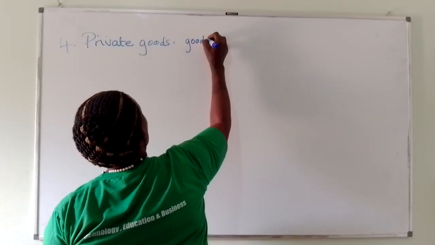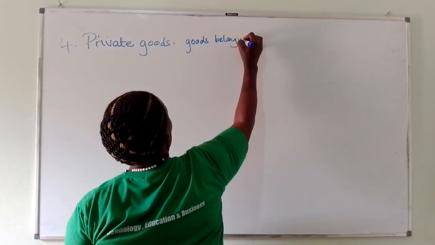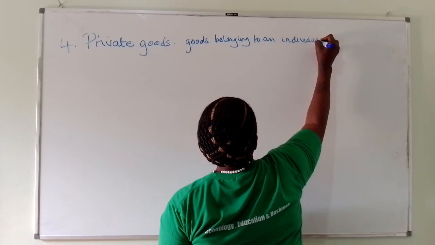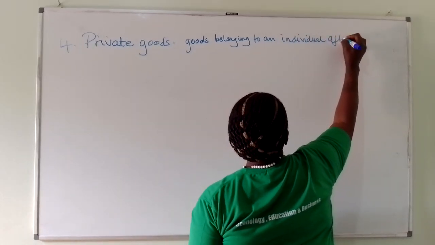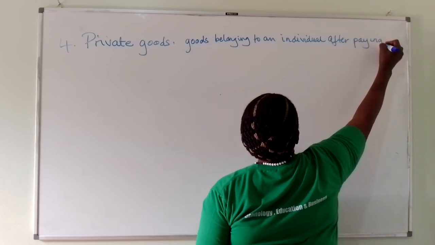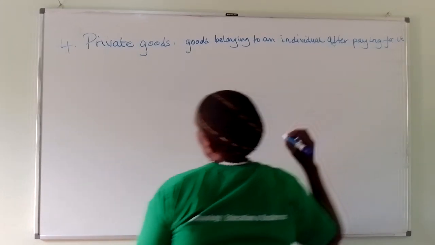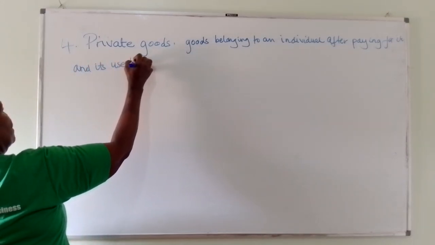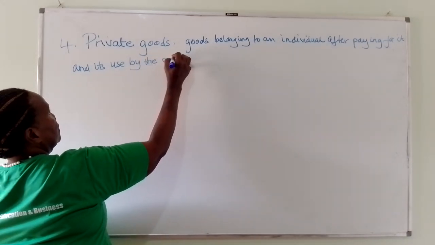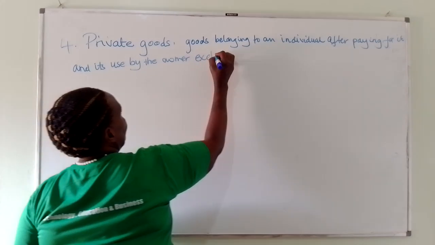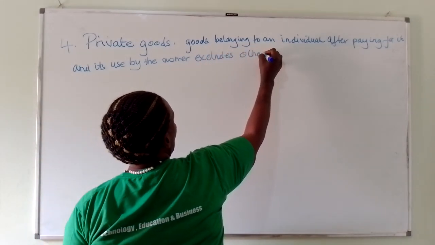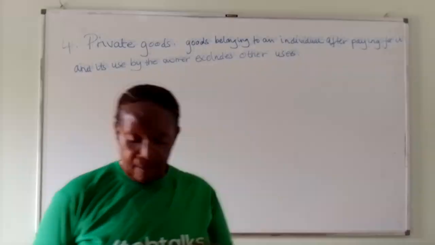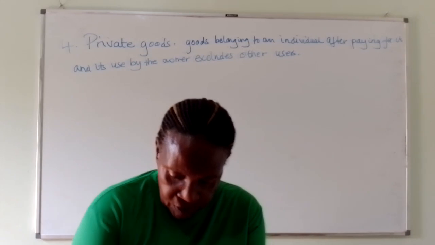Goods belonging to an individual after paying for it. So it involves a cost or a price after paying for it, and it's used by the owner. Its use by the owner excludes other users from using it.